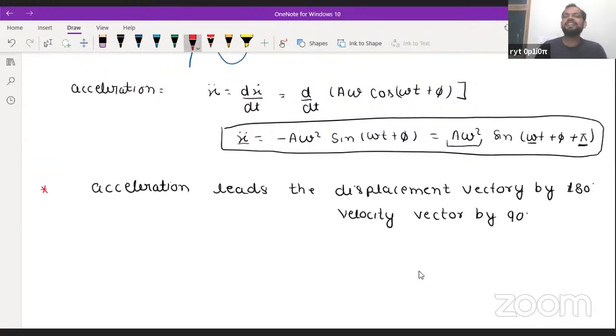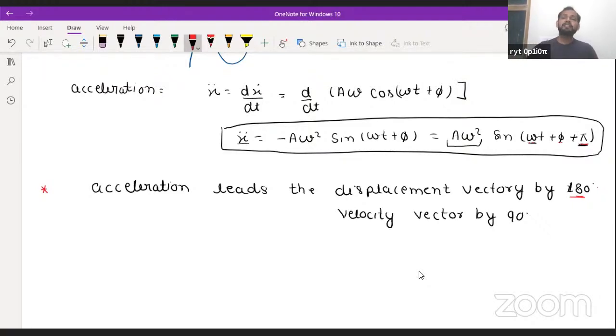That acceleration leads the displacement vector by 180 degrees, because what is the angle of the displacement vector? That is omega t plus phi. So it is leading the displacement vector by pi radian, or you can say 180 degrees. And what is the angle of velocity? That is omega t plus pi by 2. That means acceleration is leading the velocity vector by 90 degrees. So this is all about the simple harmonic motion.